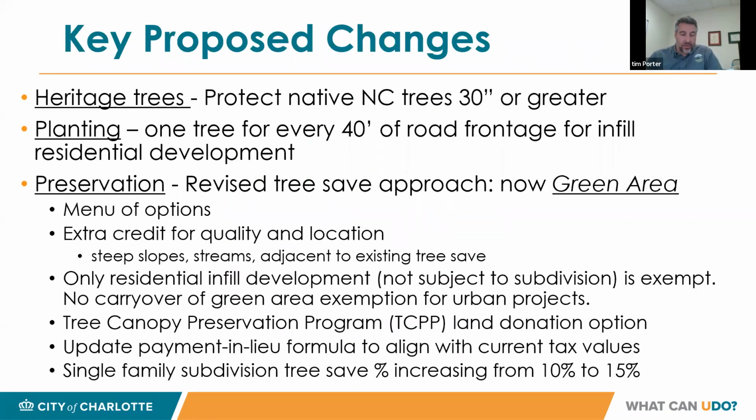Key proposed changes. Given we had a significant public engagement companion project to the comprehensive plan with TCAP, this is a significant update to the tree ordinance, and we're summarizing some of the very key areas right here on this slide. We're going to start with heritage trees. That is a requirement proposed to protect native species to North Carolina that are 30 inches or greater. It's a big step that would apply to all heritage trees across the city, not in the public right of way, not for city trees, but on private property, in non right of way situations.